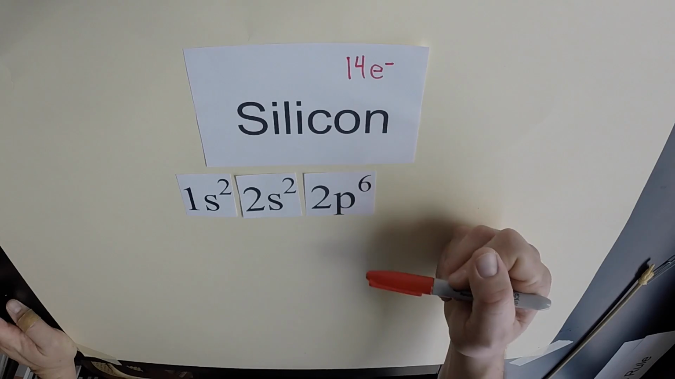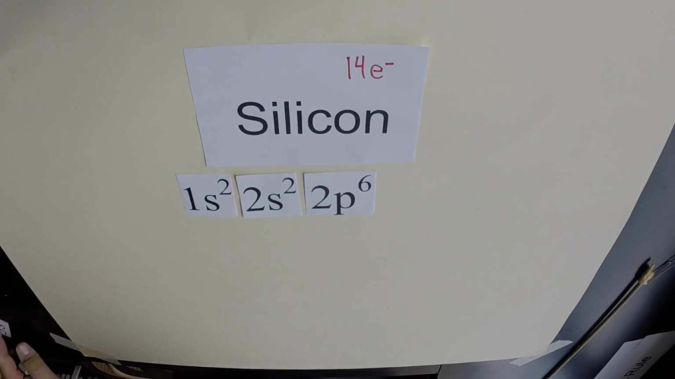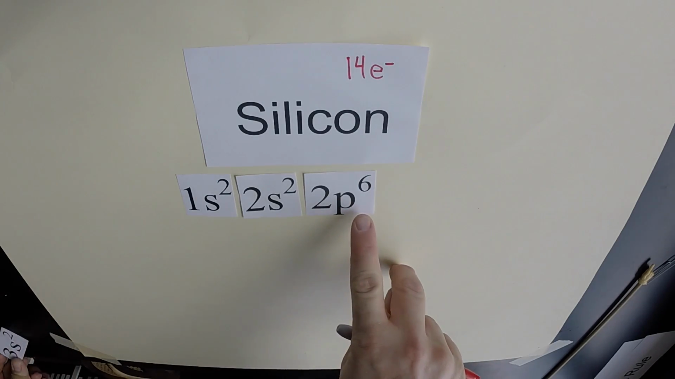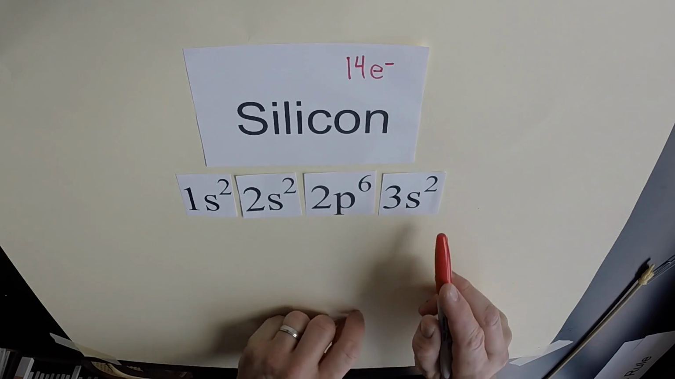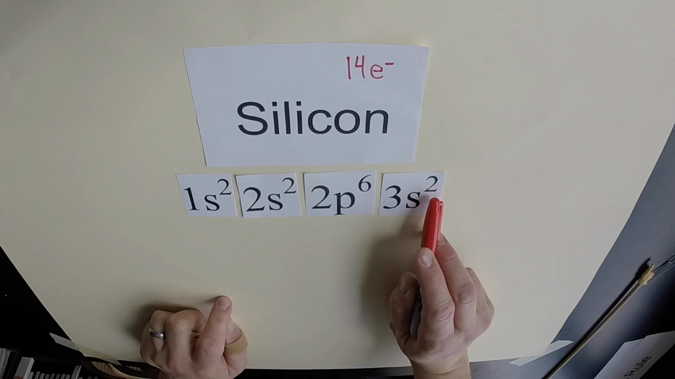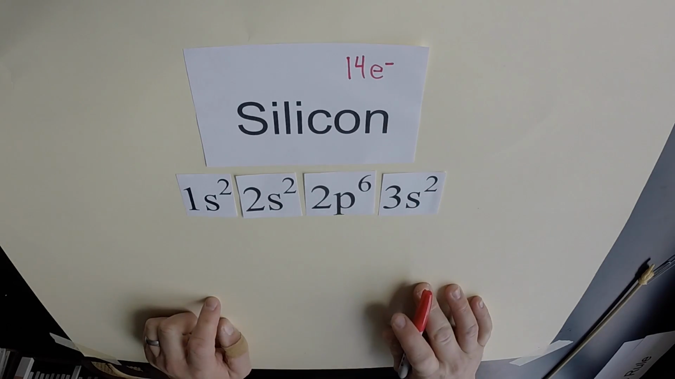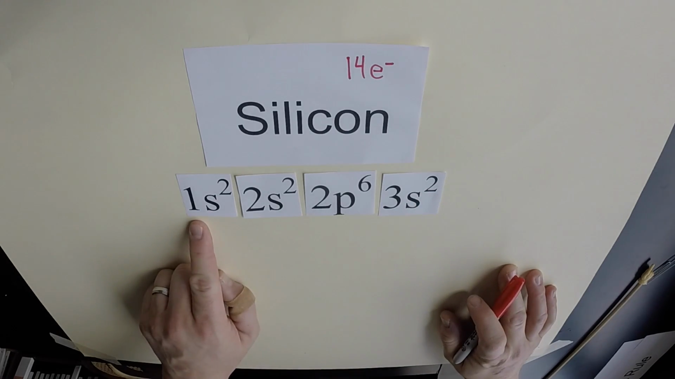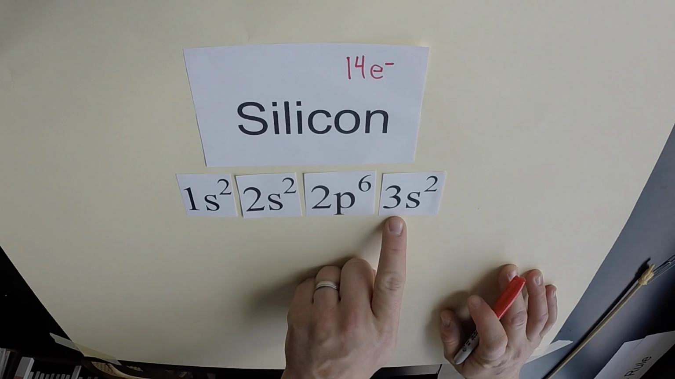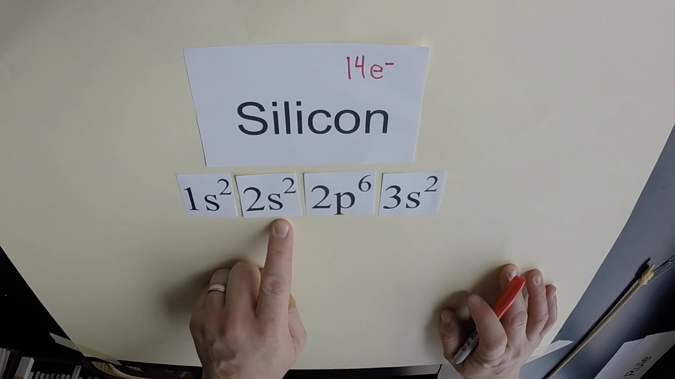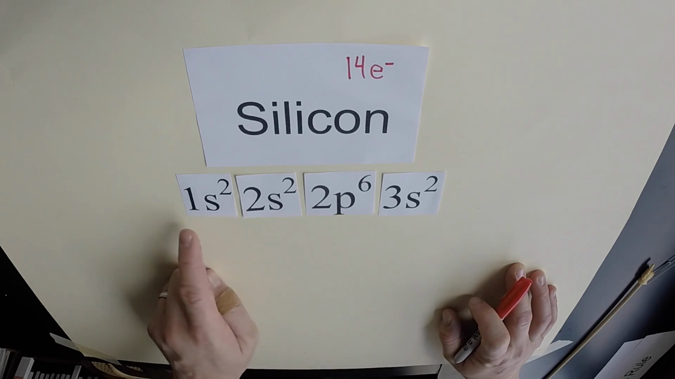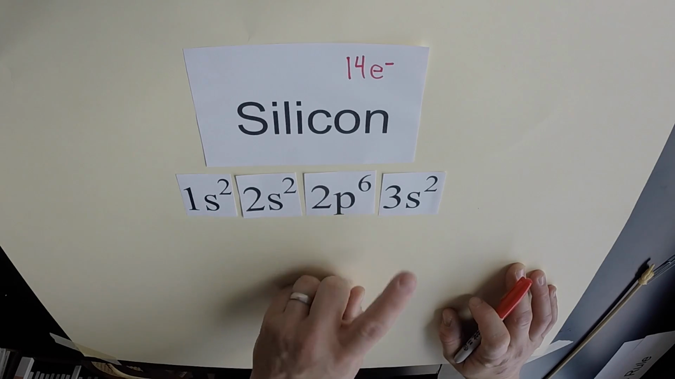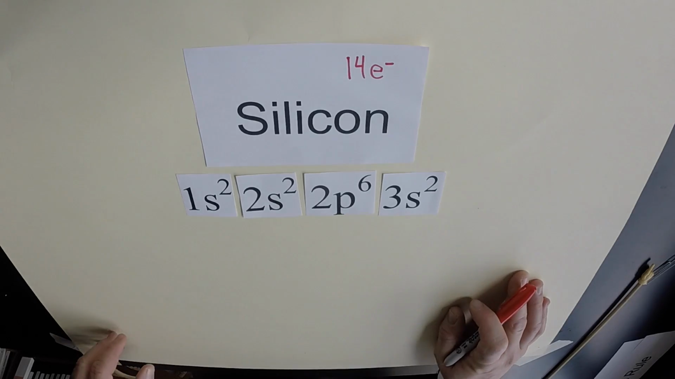That's 6 electrons. Next in line then, since we've filled up the 2p, we would go to 3s. And 3s would hold 2 electrons. And keep in mind that regardless of the primary energy level, the s sublevel will only ever hold 2 electrons, whether it's first, second, third, or whatever energy level it happens to be on.